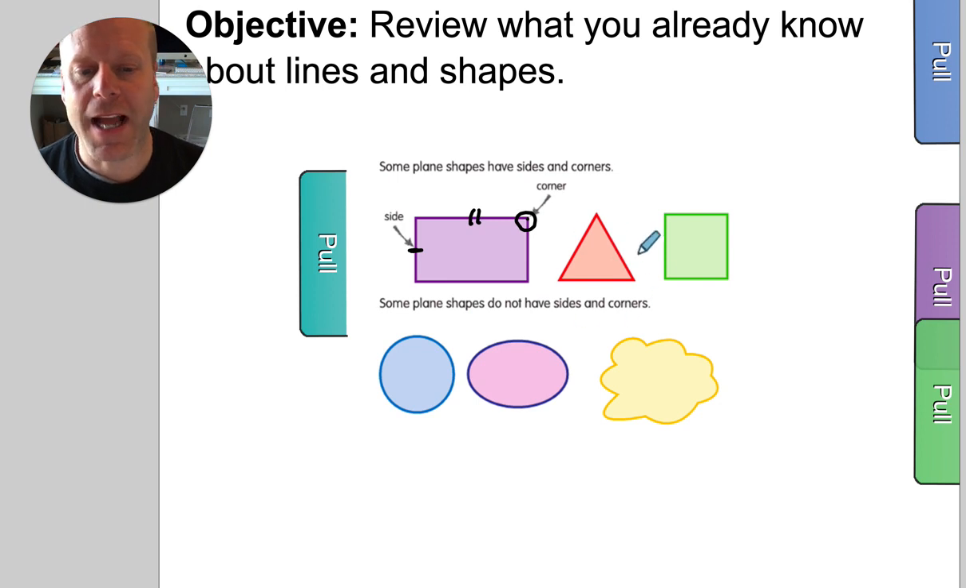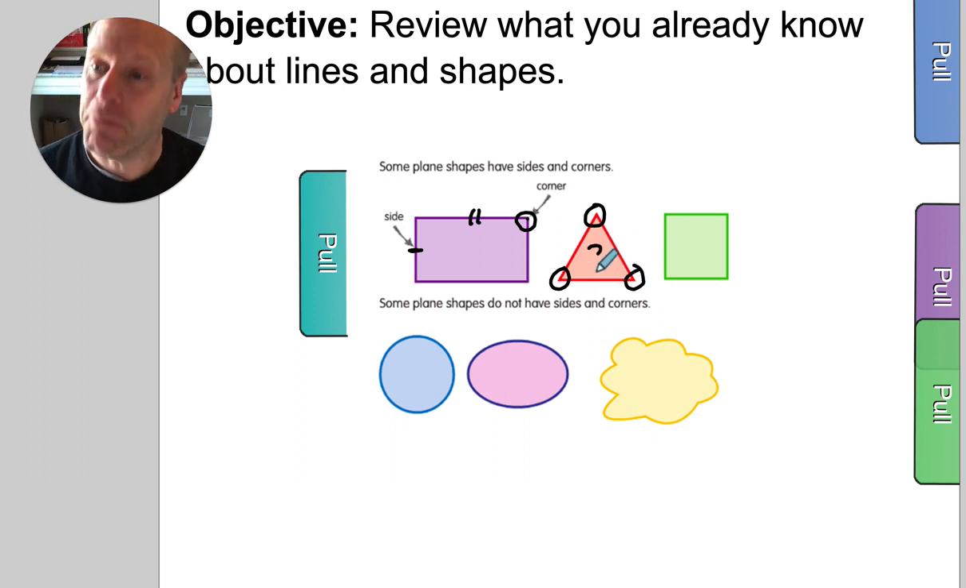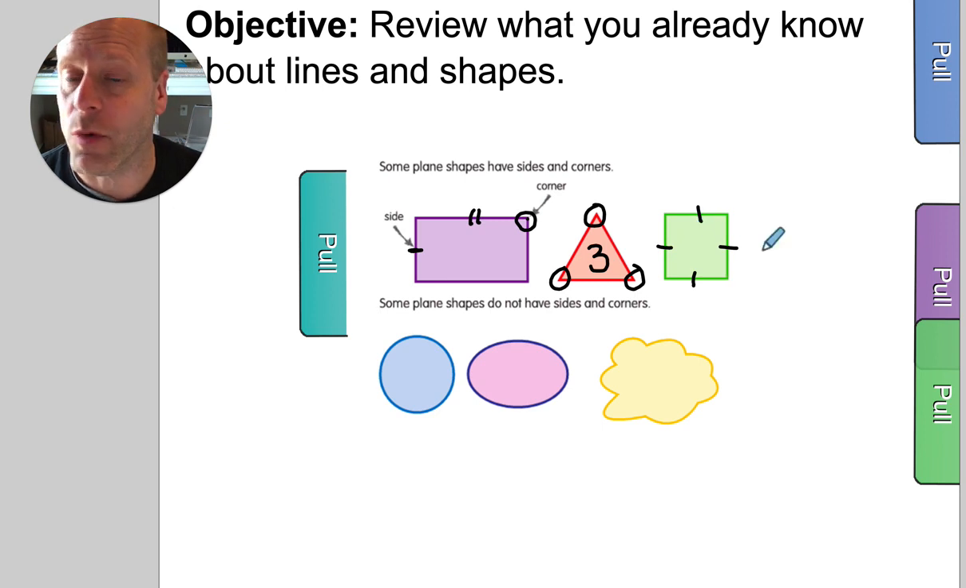So if I was to ask you about the corners of a triangle, you would probably say every triangle has 3 corners. Yeah, 3 angles, 3 corners. If I asked about the sides of a square, you would say, oh, Mr. W, all the sides on the square are the same.